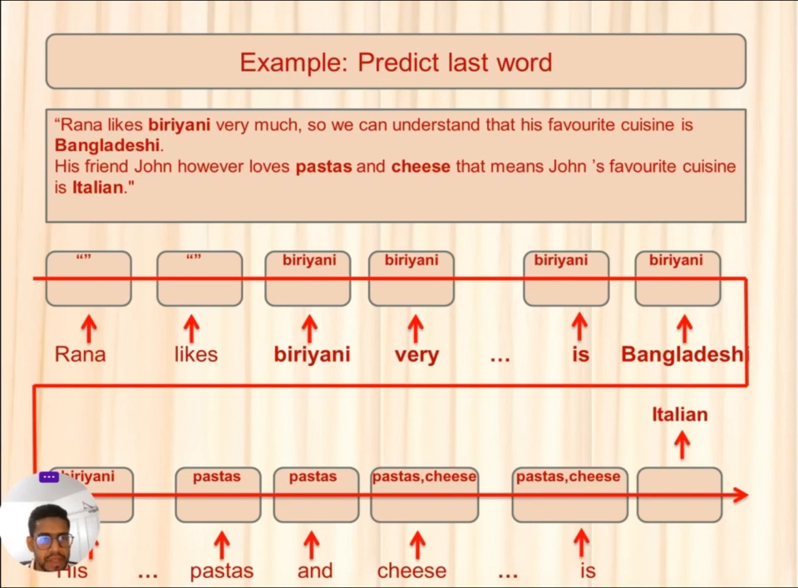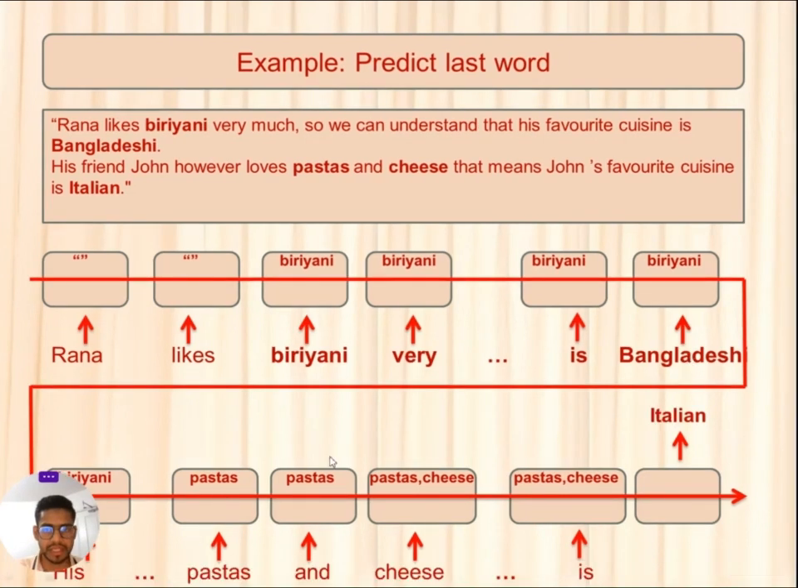Let's make it more complex. Rana likes biryani, so his favorite cuisine is Bangladeshi. His friend John loves pasta and cheese. That means his favorite cuisine is Italian. So just see now, the cell state is also keeping biryani to the next layer. If I go to the next sentence, "his" is not important, so it is not updating. When it comes to the word pasta, it forgets biryani and keeps pasta in the cell state.